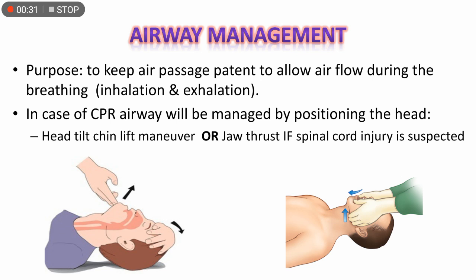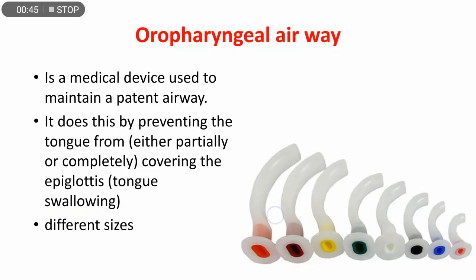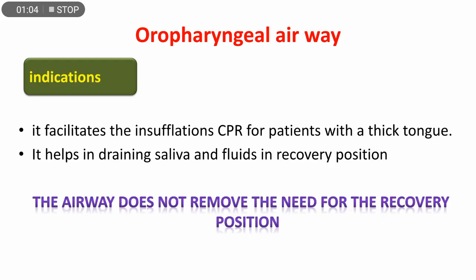In case of CPR, the airway will be managed by positioning the patient's head by the head tilt chin lift maneuver, or by jaw thrust if spinal cord injury is suspected, as we see in those two figures. Oropharyngeal airway is a medical device used to maintain a patient's airway. It does this by preventing the tongue from either partially or completely covering the epiglottis, or what we call tongue swallowing, and it comes in different sizes.